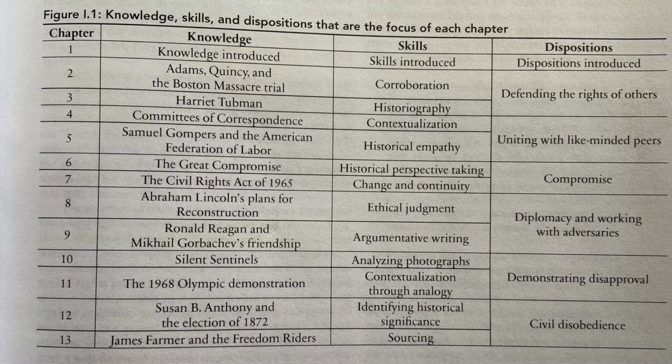The third column is the dispositions for each chapter. These dispositions include defending the rights of others, uniting with like-minded peers, compromise, diplomacy, and working with adversaries, demonstrating disapproval, and civil disobedience.